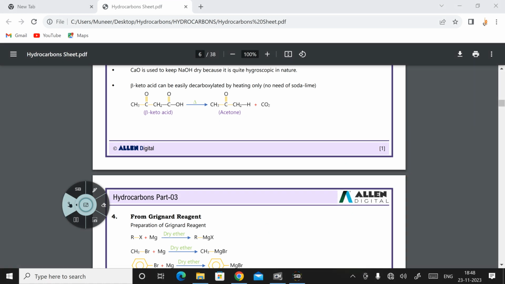So they may ask, what is the use of CaO in soda lime? To absorb water molecules, to get dry NaOH. CaO is used to keep NaOH dry because it is quite hygroscopic in nature. Okay, right. Okay, now that is not necessary.